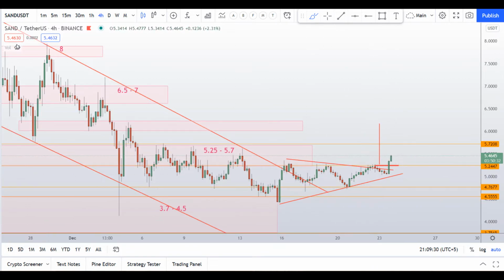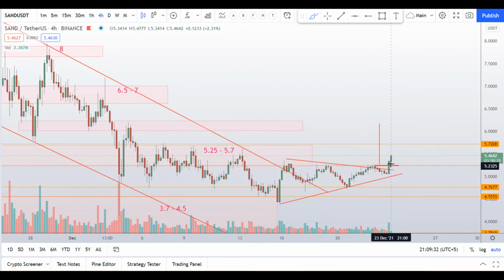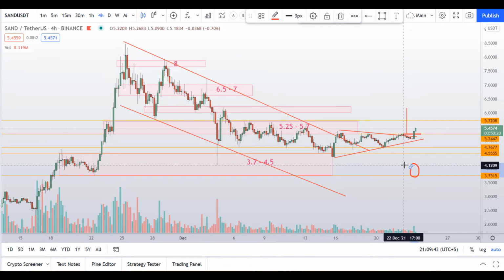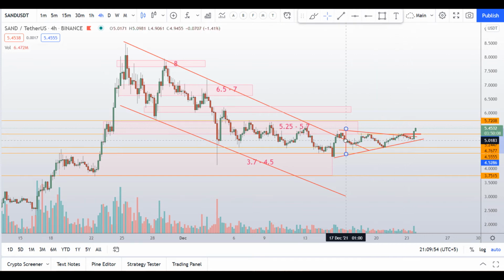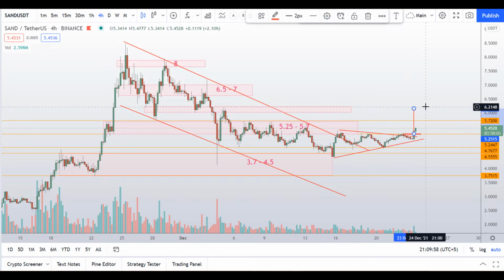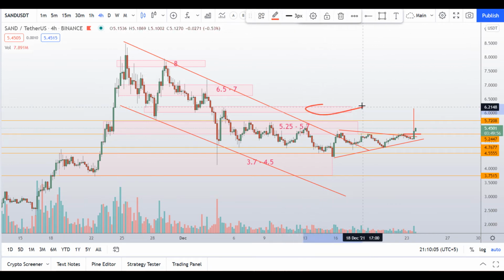And right now the price is breaking out with significantly large volume on the 4-hour chart. So this is a good sign in the Sandbox right now. Based on the price prediction target level of this triangle, we can anticipate the price to go towards the $6.2 range, $6 range here at this box, which was a nice support resistance area. So that's the first target we can target.